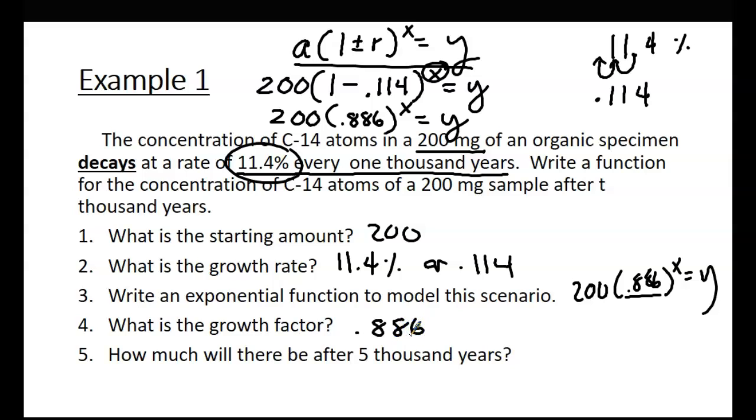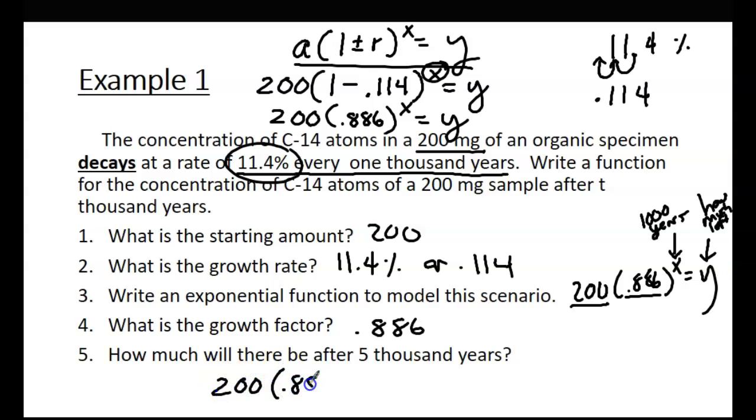And now we get to do our calculator work. It says, how much will there be after 5,000 years? So x in this problem represents 1,000 years, and y in this problem represents how much is left. So we're basically taking the original amount and we're finding 88.6% of that every 1,000 years. And the output will be how much is left. So let's go ahead and do this.